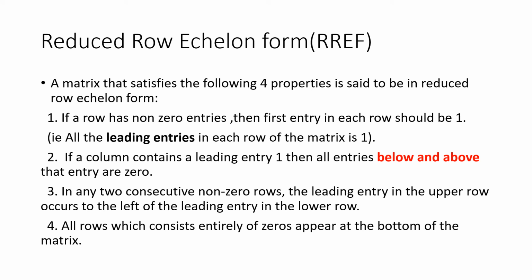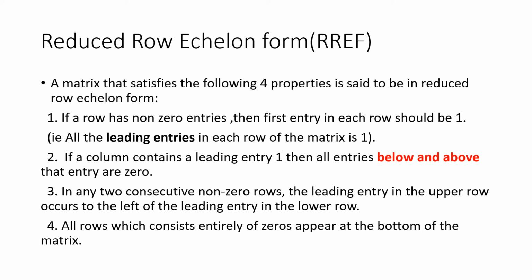Next is reduced row echelon form. A matrix that satisfies four different properties is said to be in reduced row echelon form. All matrices in reduced row echelon form will be in row echelon form. The basic difference between reduced row echelon form and row echelon form is that in reduced row echelon form, the pivot elements, or all leading entries in each row, must be 1.